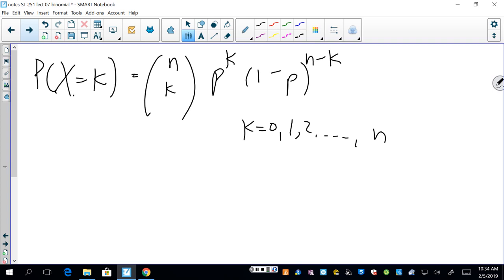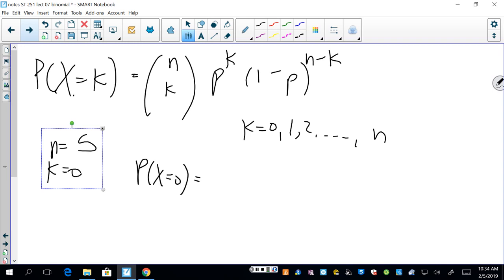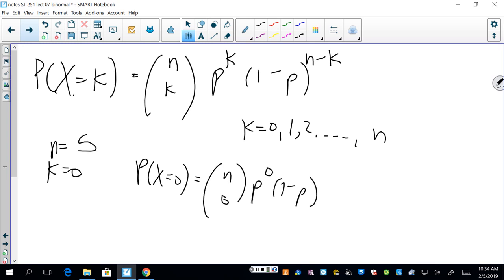Now let's look at 2 special cases. So when n was 5, what happens when k is 0? This says x is 0, so this formula is going to be n choose 0, right, p to the 0, right, 1 minus p to the n minus 0. And this n choose 0 is kind of a funny looking thing, but that's defined to be 1.